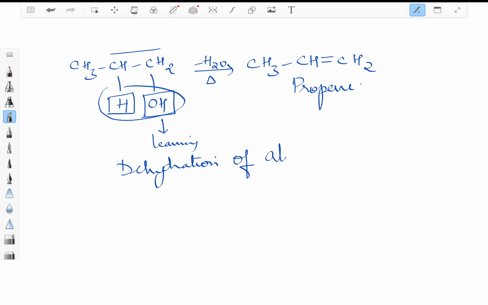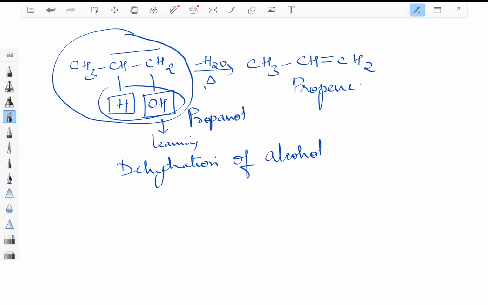this is alcohol. This particular, which alcohol it is? It is propanol. Propanol. So propanol upon heating in the presence of H2SO4, which is nothing but dehydrating agent, undergoes removal of water molecule, that is plus H2O, to get propene. This is what we need to remember.